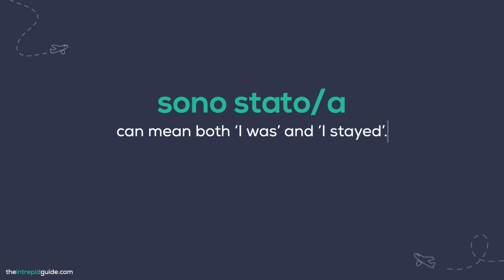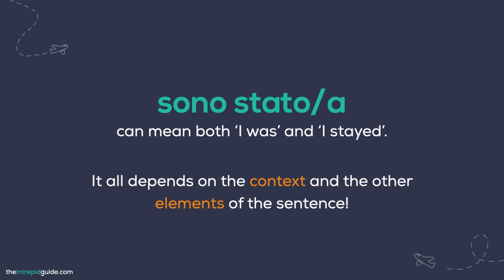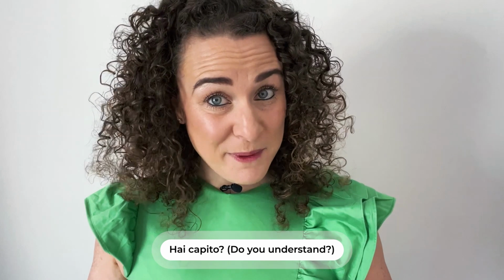So, based on what we've learned so far, sono stato or sono stata can mean both I was and I stayed. It all depends on the context and the other elements of the sentence. Hai capito? Now you can test yourself by taking my free quiz.